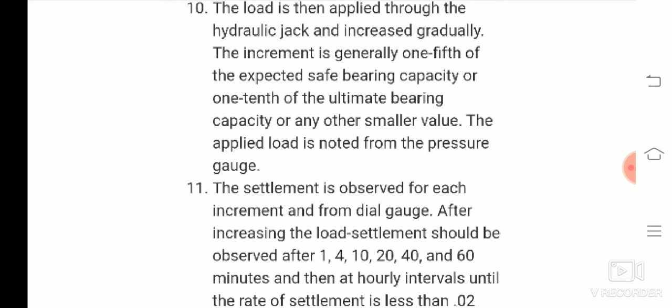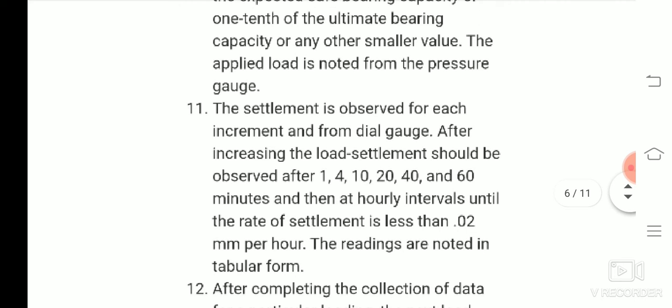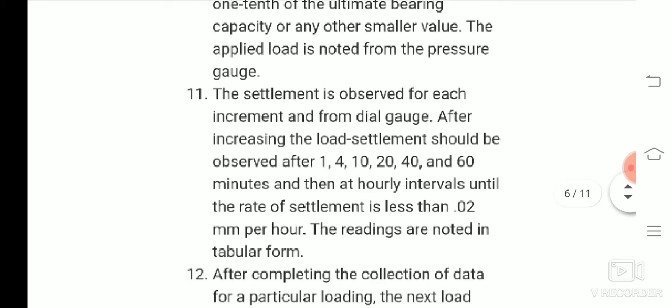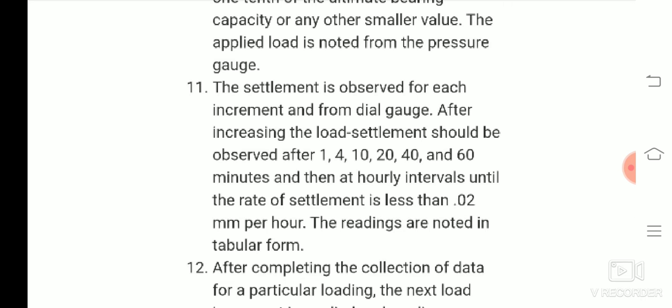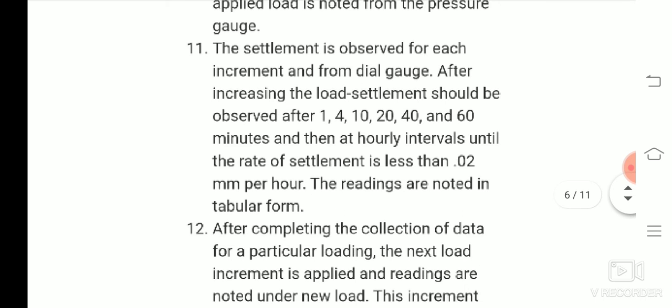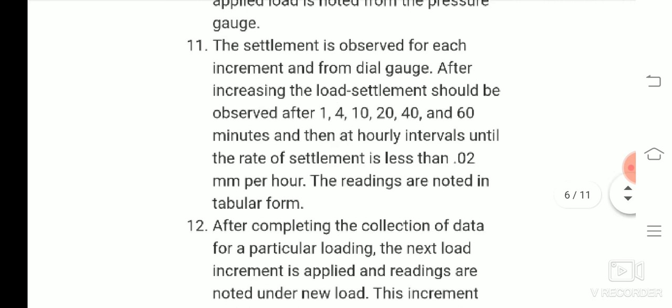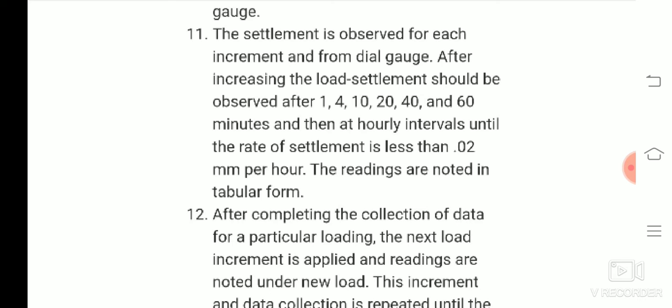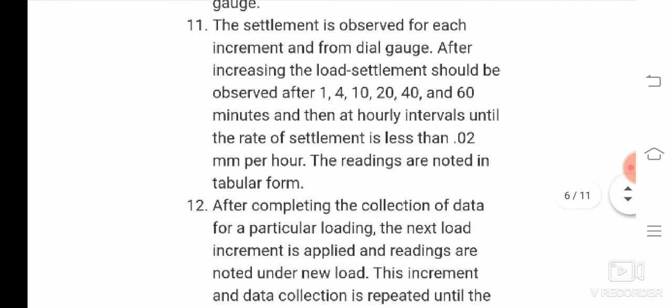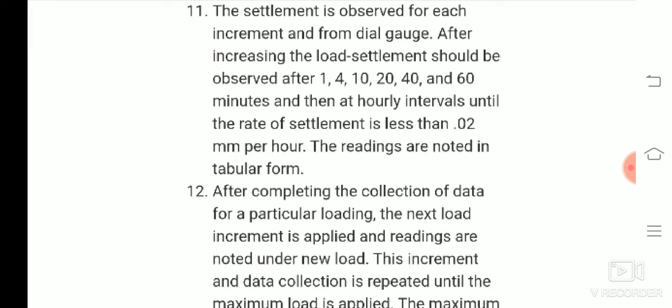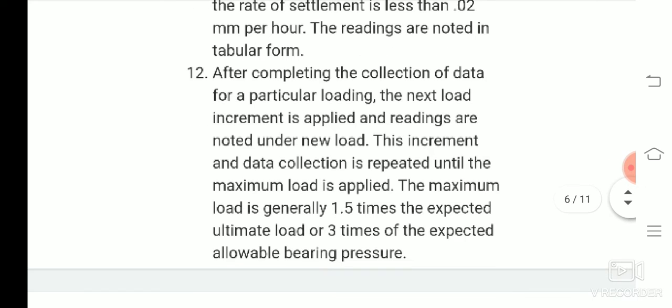The applied load will be noted from the pressure gauge. The settlement will be observed for each increment of load from the dial gauge also. After increasing the load, settlement should be observed after 1, 4, 10, 20, 40 and 60 minutes, and after that at hourly intervals until the rate of settlement reduces to 0.02 mm per hour or less. The readings will be noted in a tabular form.